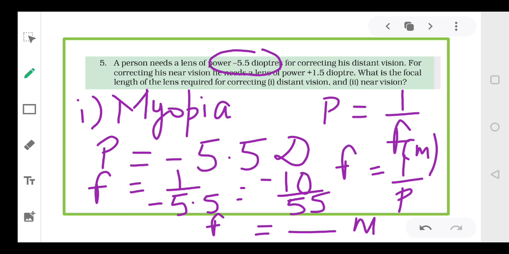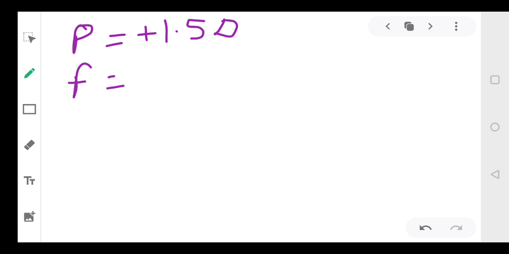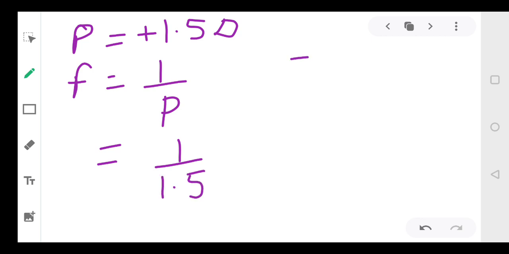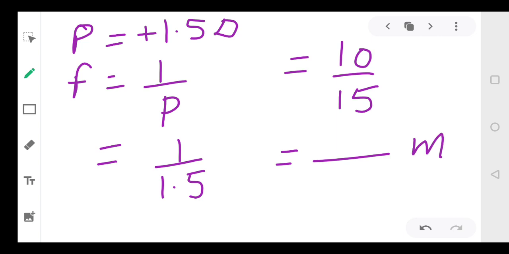Okay, near vision, what is the power? 1.5 diopter. Let's take another sheet. So P is equal to plus 1.5 diopter. Okay, clear? Now again we have to calculate it. So we will have F is equal to 1 upon P. Okay everyone, now put the values. 1 upon 1.5. Okay, you will have 10 upon 15. Again you can divide and get the values. The value will be in meters.